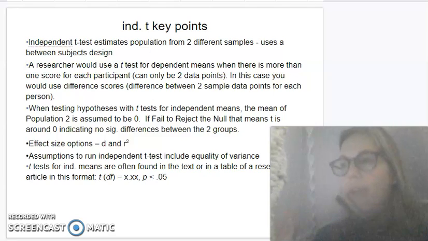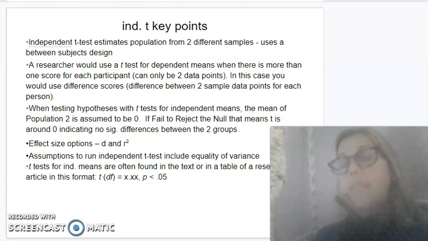Then if I've got it on the outside, and it's a large t, then it's likely that I'm at a p less than 0.05. If I have a p less than 0.05, then I reject the null, which means I have significant differences. If I have a t that's smaller, closer to that 0, that's in the fail to reject the null region. And that means I'm not going to have a significant t.